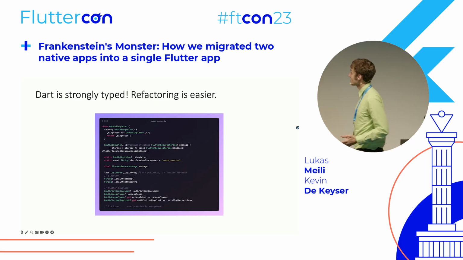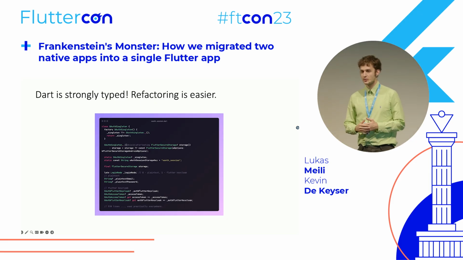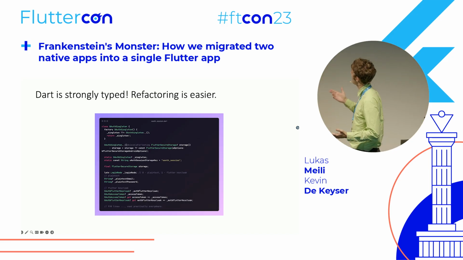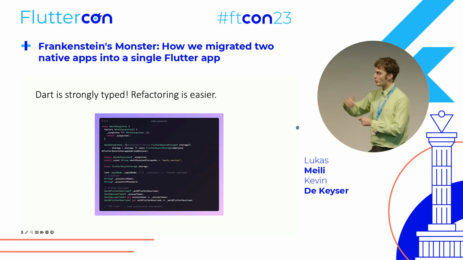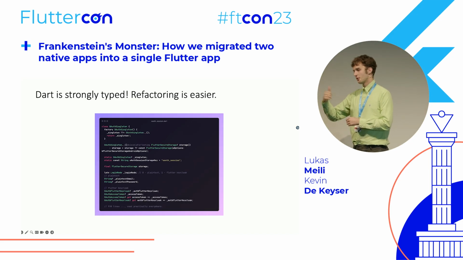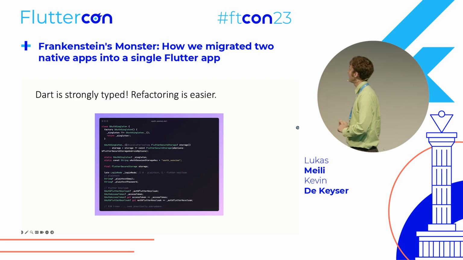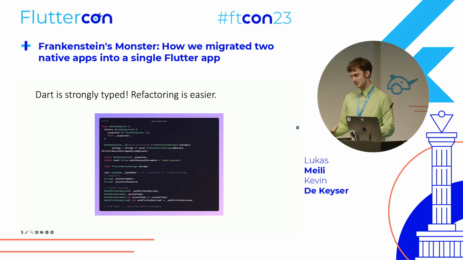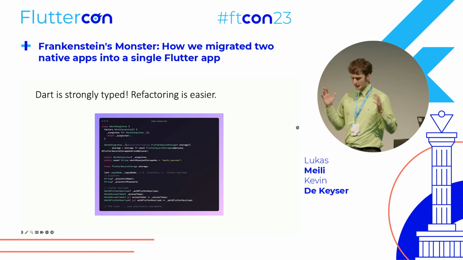And luckily, Dart is strongly typed. So refactoring becomes a lot easier. For example, this is an example we had. We had this OAuth, and we had to get the OAuth token from the native side, one time on Android, one time on iOS. But now we had to do it natively. So, we use this code in like 30 different locations.